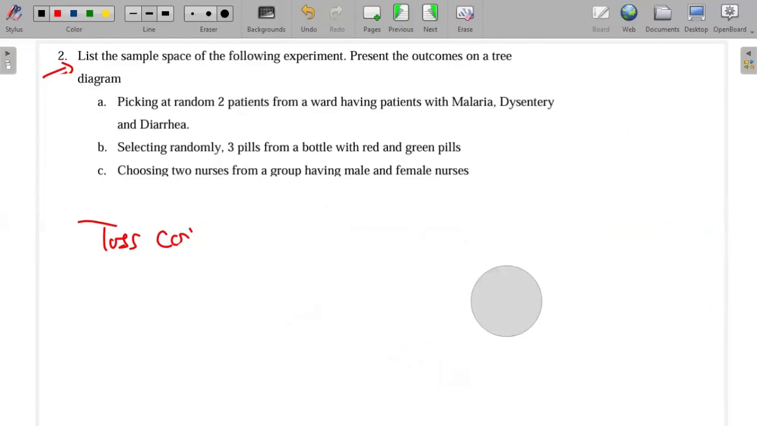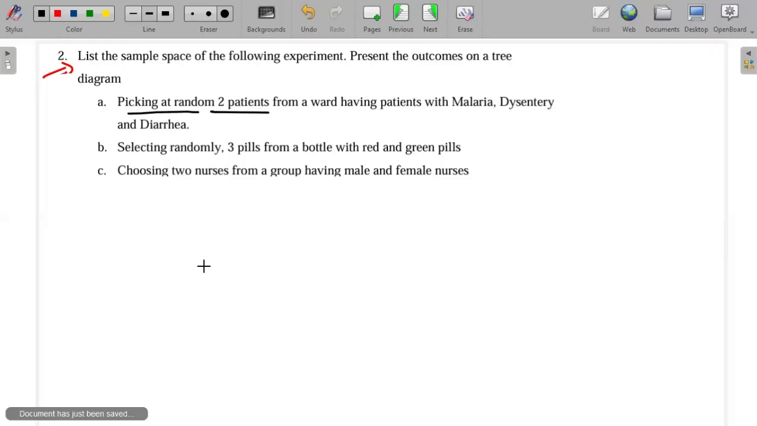tree diagram for this. Then from the tree diagram, we're going to get the sample space. So here we are picking at random two patients. Meaning there are two selections there. There's the first patient that we select, and then again we select another patient. So it's like we are doing two tosses of the coin, right? There's round one, we select one patient, and then round two, we select another one, right?